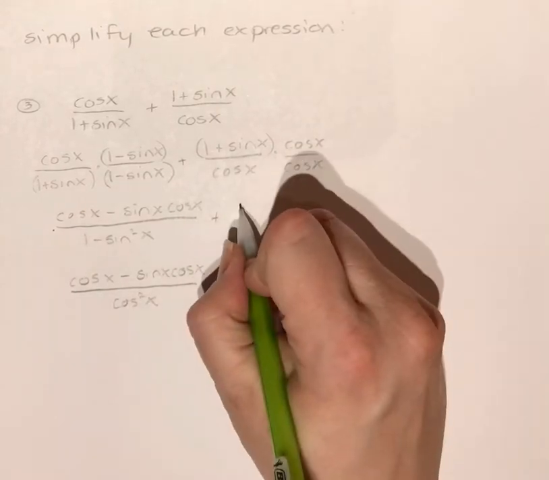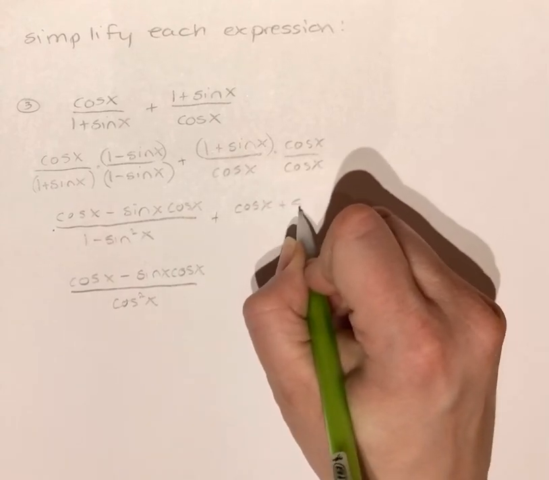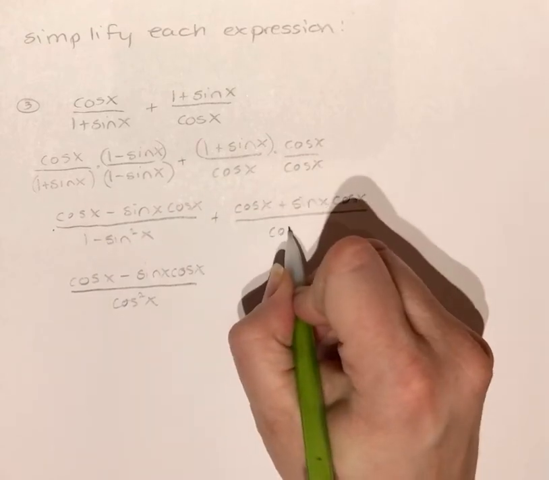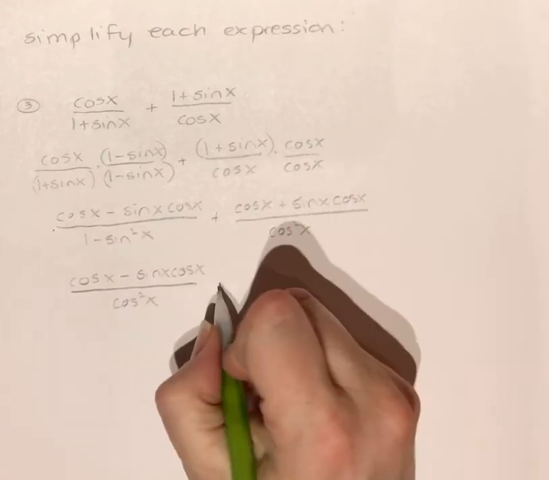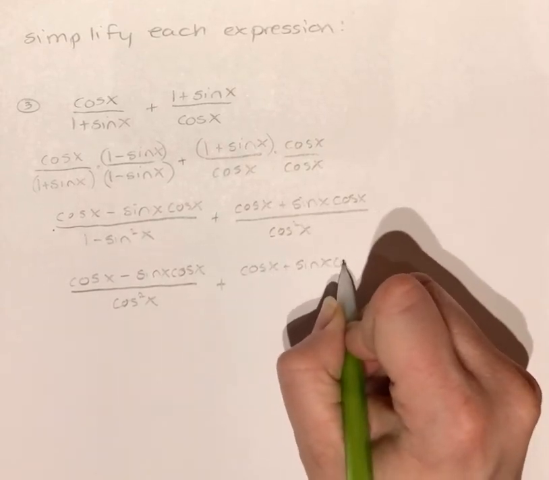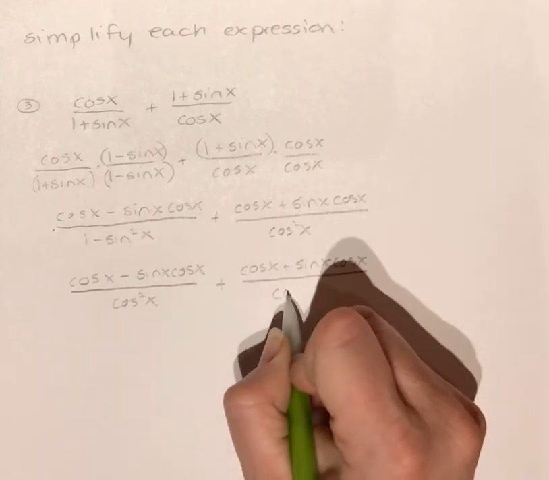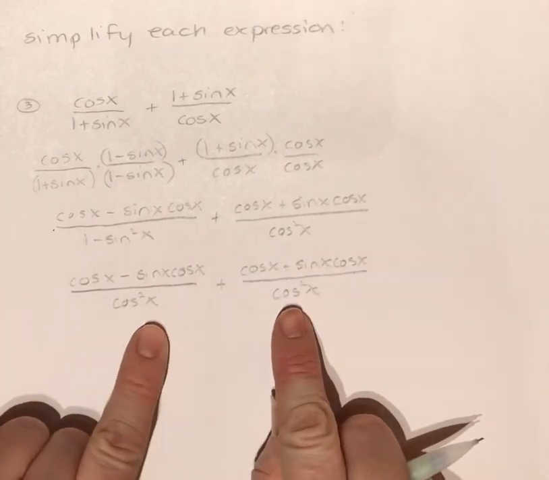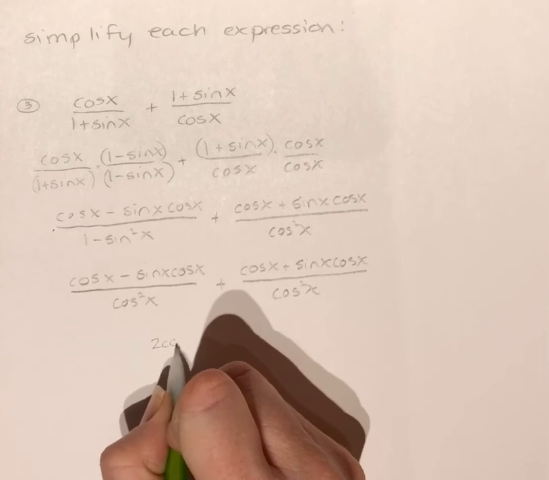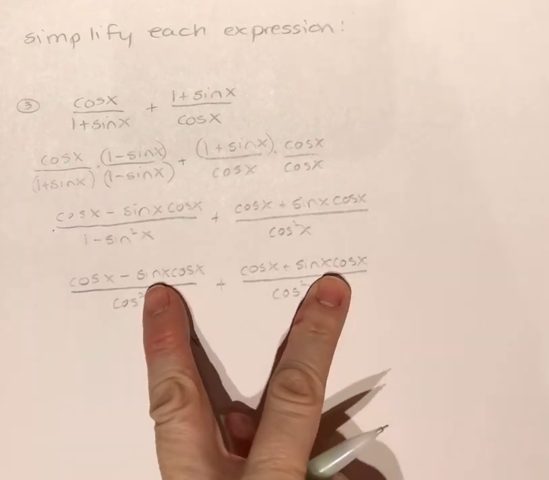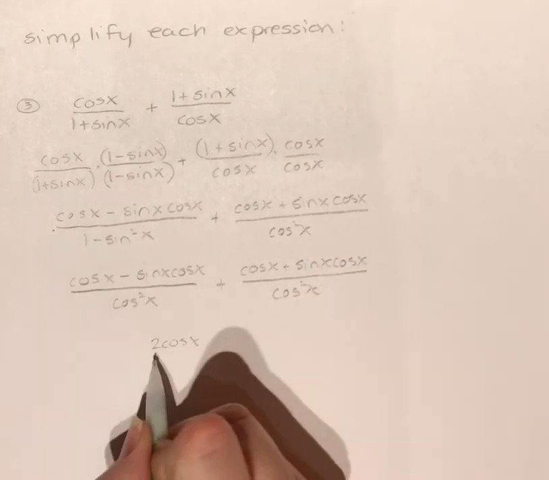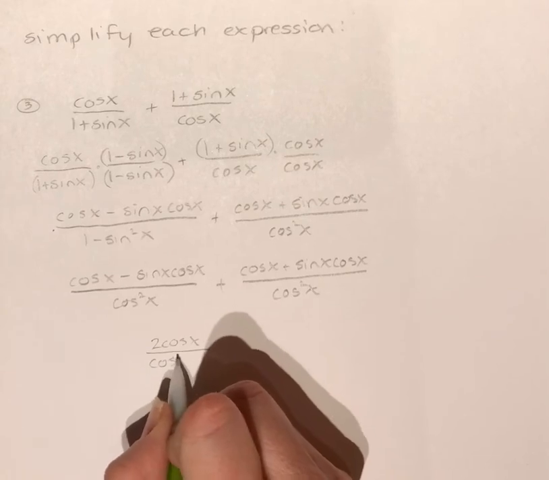And if I did the same over here, I have the cosine of x plus the sine of x cosine of x over the cosine squared of x. So I do now have a common denominator, and I'll rewrite this again just because. And now look what happens. I have cosine plus cosine, which is 2 cosine of x. But then I have this negative sine cosine and this positive sine cosine. So those cancel. And I'm left with this.